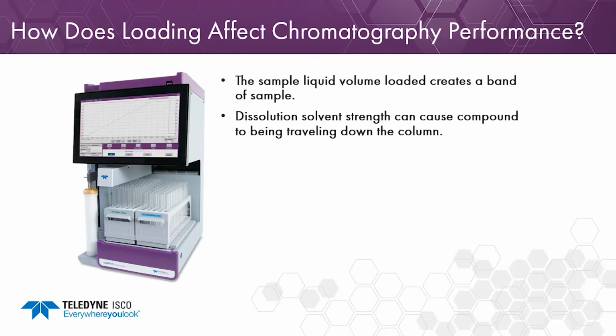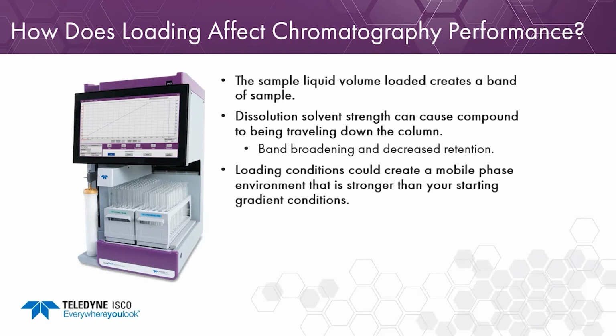So what happens is if you have a really strong solvent we're loading it in, and it's stronger than our initial mobile phase, then your compound's going to start to travel before the weak solvent begins to dilute the strong solvent, and we get travel down the column. This causes band broadening and then decreased retention of our compound, and so poor separation. The loading conditions could create a mobile phase environment that's stronger than your starting gradient conditions, as I just described there.